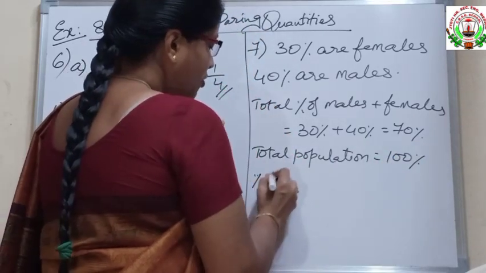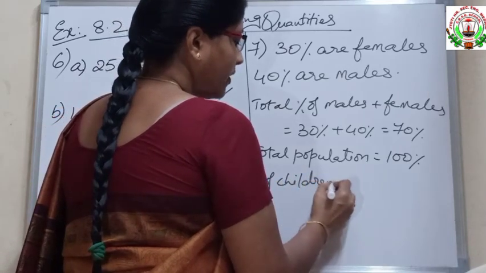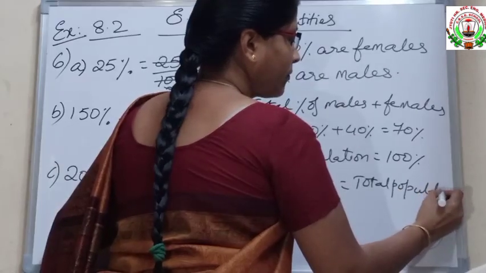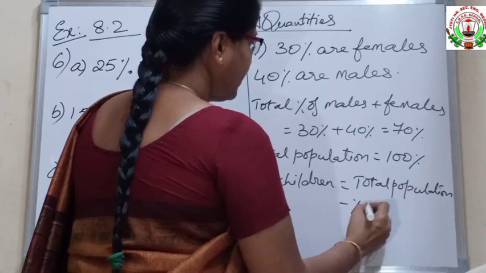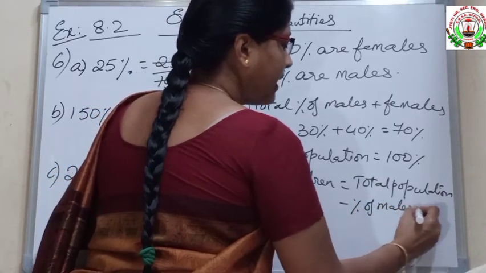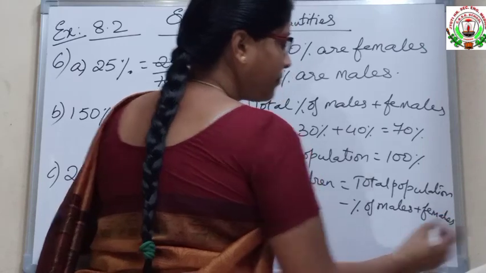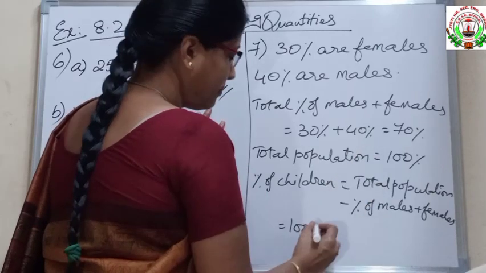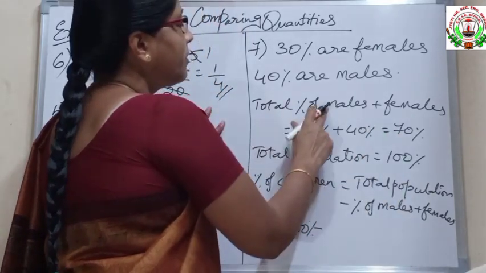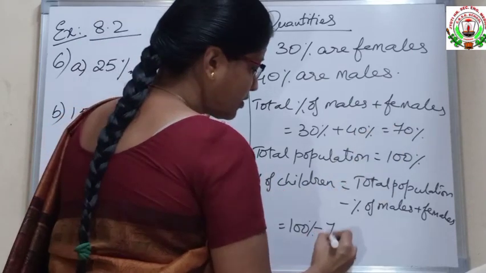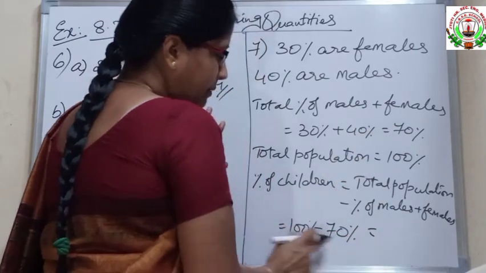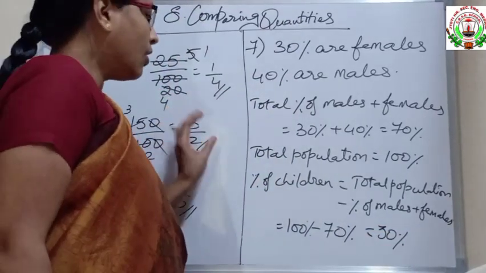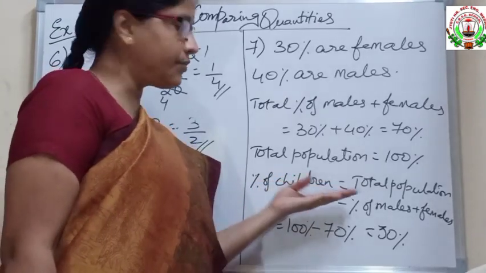So the percent of children will be total population minus the percent of males plus females. So the total population is 100%, and the total percent of males plus females is 70%. So 100% minus 70%, it is 30%. So the population of children is 30%.